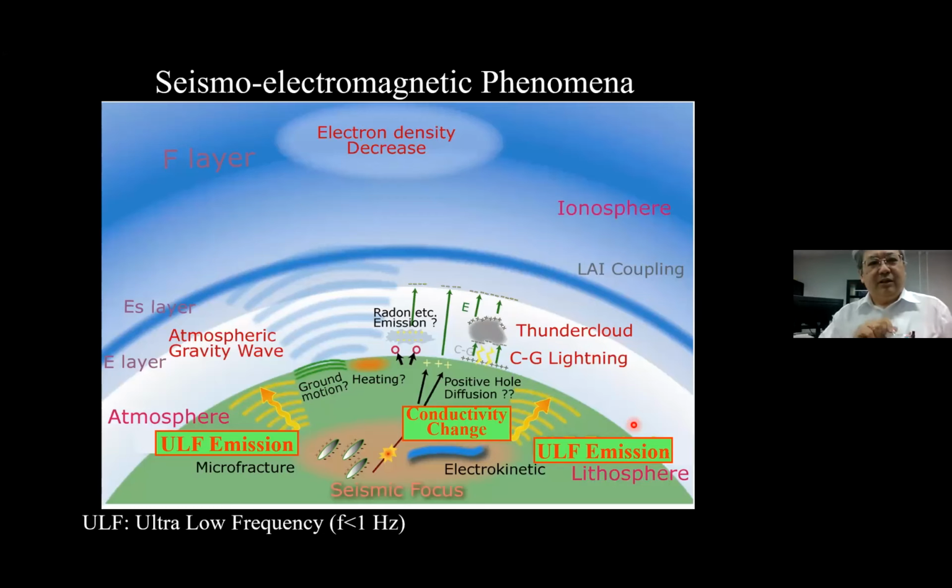Okay, this is a view of the seismo-electromagnetic phenomena. This is a precursor signature. One of these is a ULF EM signature. The other one is the ionospheric signature, electron density signatures. I don't talk about mechanisms, but we have many hypotheses. If you have questions, I'd like to answer later.